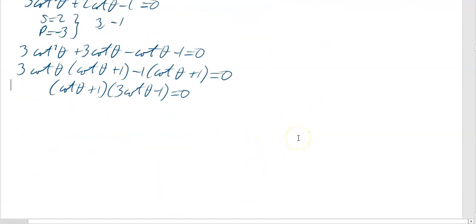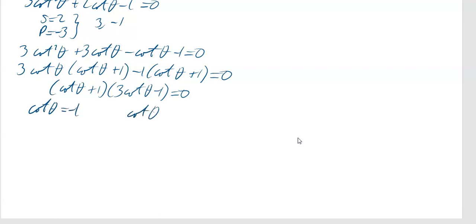So we're just going on to solve this. The first bracket equals 0 means cot theta is equal to minus 1. The second bracket equals 0 means cot theta is equal to a third. As I've said many times before, we don't have a cot function on our calculator, we have a tan function. So change these to tan.